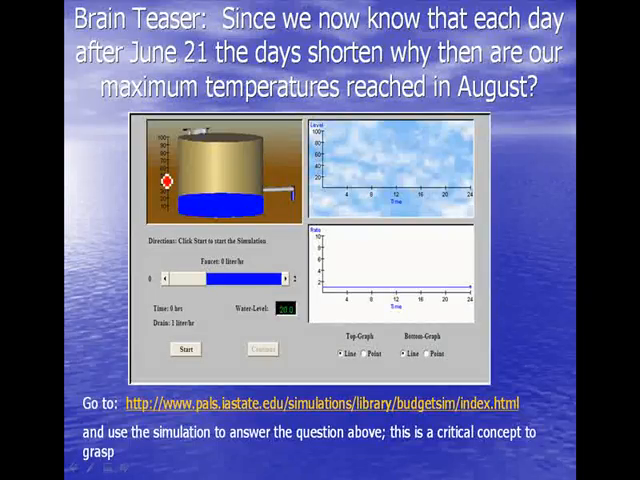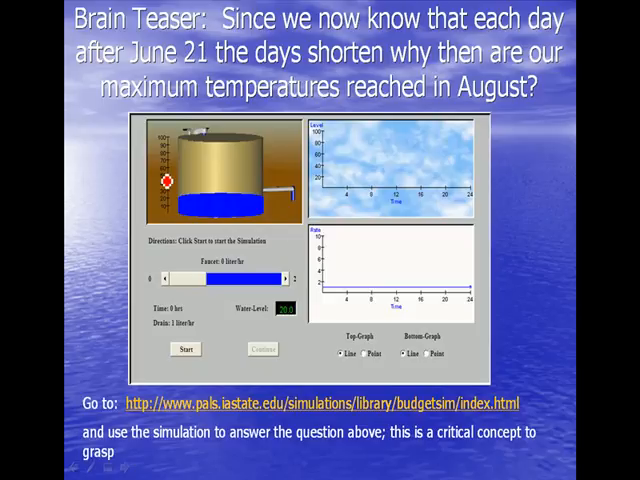Okay, I think it's time for a brain teaser here. Since we know that each day after June 21st the days shorten, our longest day typically occurs on June 21st, then why are our maximum temperatures reached in August? Shouldn't our hottest day of the year be June 21st? Rarely does that happen. We see plenty of July, August, and even some September days where we have our highest temperatures.